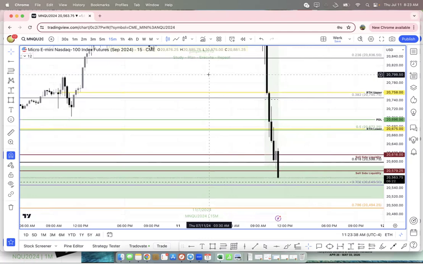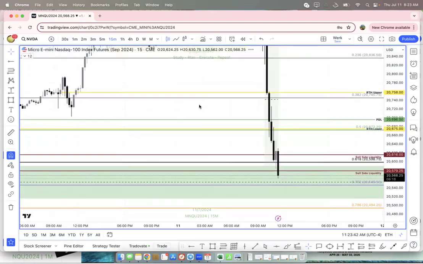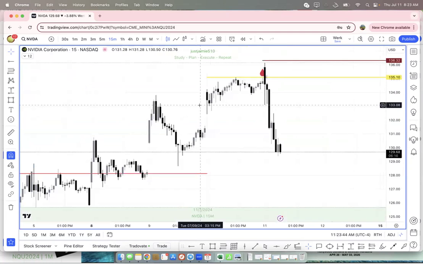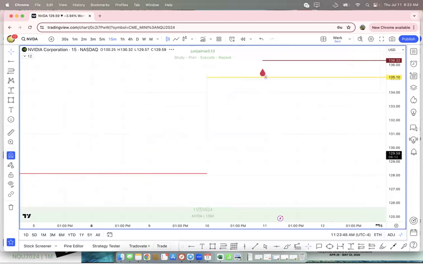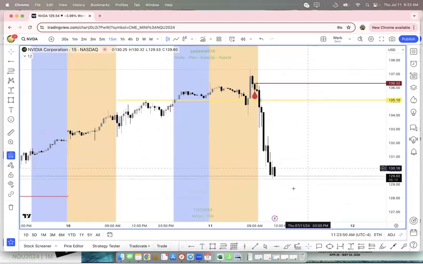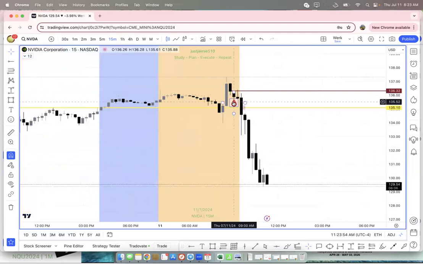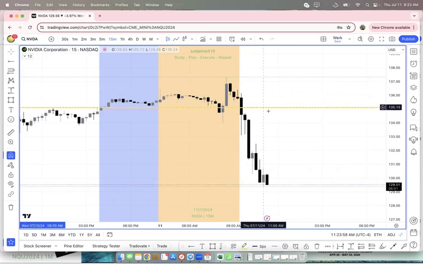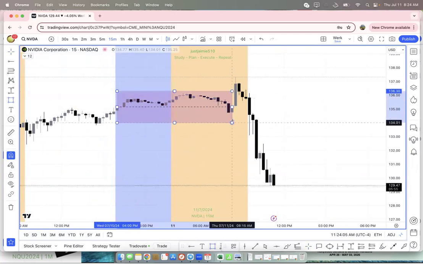All right, so Carlene wanted NVIDIA. Sorry, there was no BPR. I thought there was, but it was in the overnight. But there's all the factors of the accumulation, manipulation, distribution. Yeah, absolutely. All day long. So NVIDIA, same thing. Overnight, it accumulated.